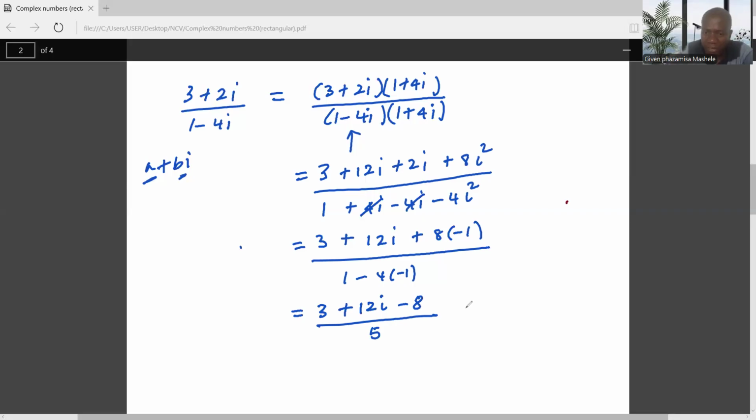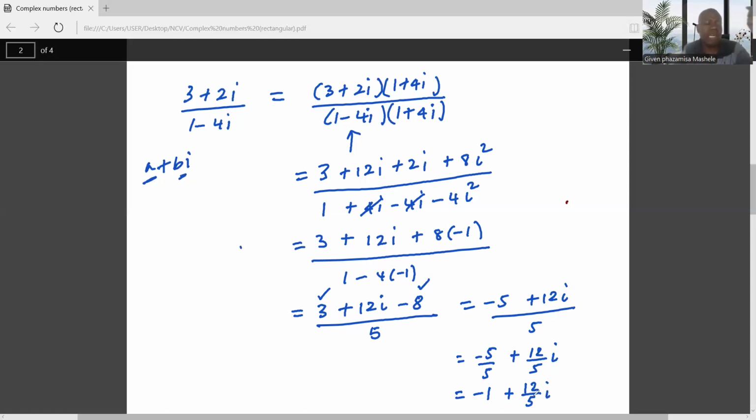And then let's simplify this. Let's now rearrange this. These are like terms. 3 minus 8 is minus 5 plus 12i divided by 5. Let's divide everything by 5. So it's minus 5 divided by 5 plus 12 divided by 5i. So the final answer would be minus 1 plus 12 over 5i. You see, it is in the form of a plus bi. Very important, very important. Okay, right. Let's now move on to the next question.